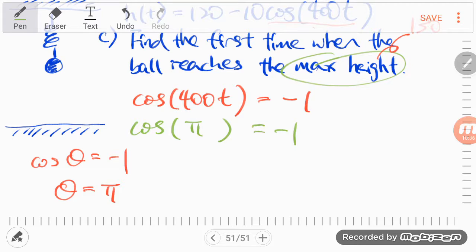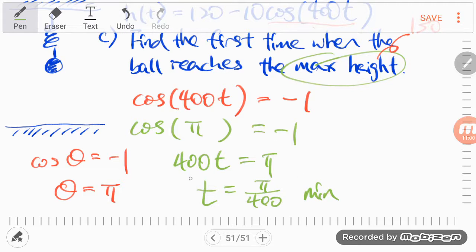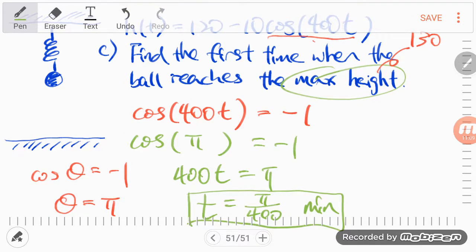So they have to be the same. Does that make sense? Cosine of 400t gives you -1. Cosine of pi gives you -1. So 400t is equal to pi. Therefore, t is equal to pi over 400. Again, this will be in minutes. Okay, so when your time is pi over 400, that will be the first time when the ball reaches the maximum height, which is 130. Right?